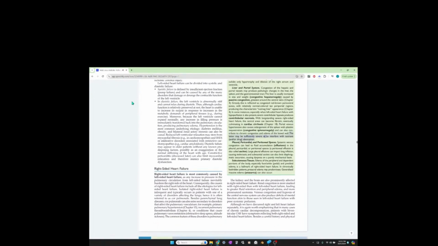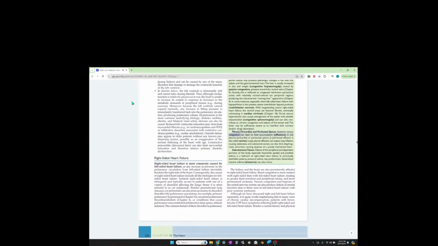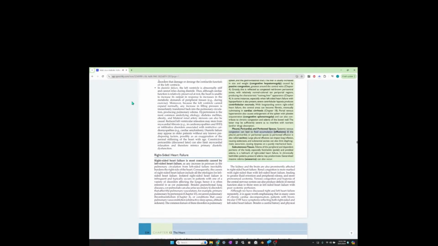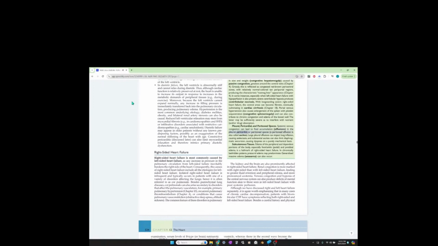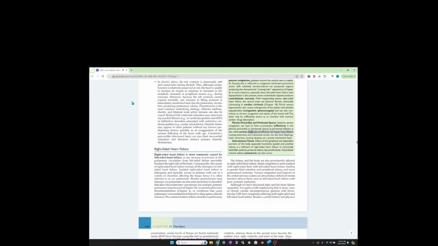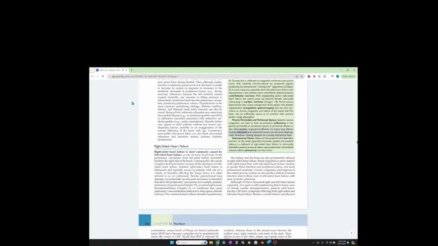Pleural, pericardial, and peritoneal spaces. Systemic venous congestion can lead to fluid accumulation in the pleural, pericardial, or peritoneal spaces. Peritoneal effusion is also called ascites. Large pleural effusions can impact lung inflation, causing atelectasis, and substantial ascites can also limit diaphragmatic excursion, causing dyspnea on a purely mechanical basis.